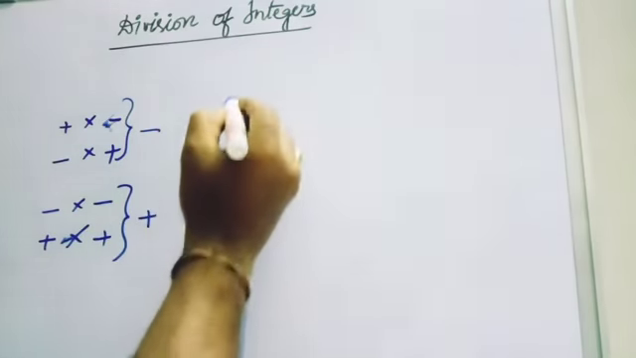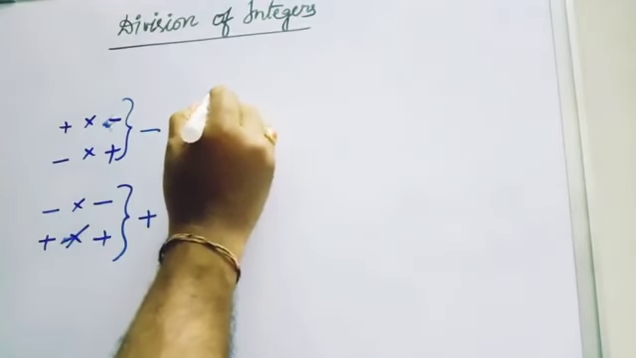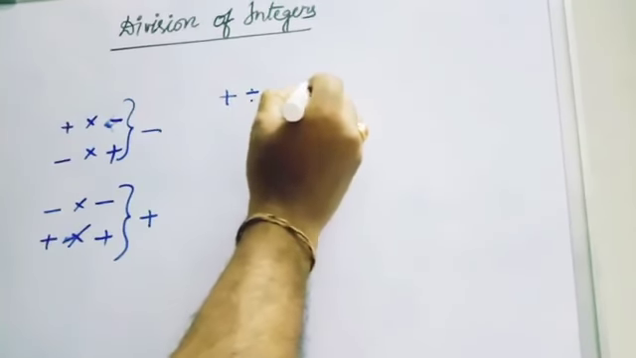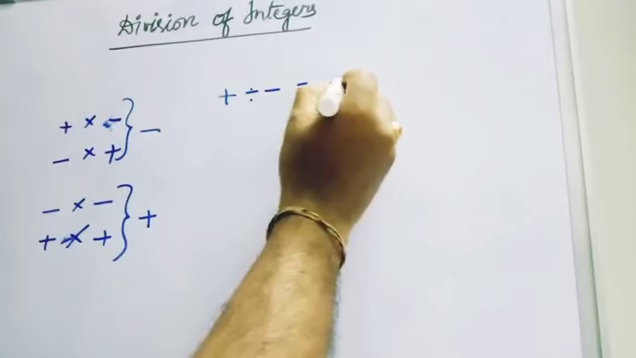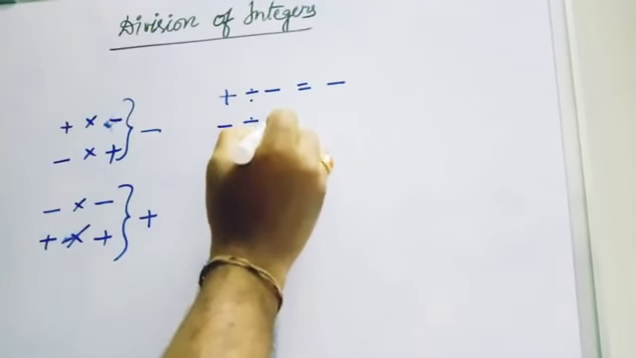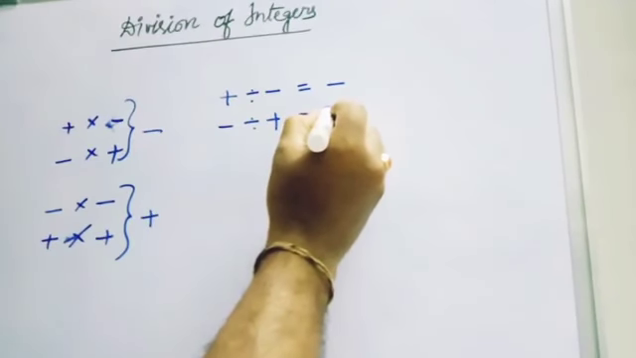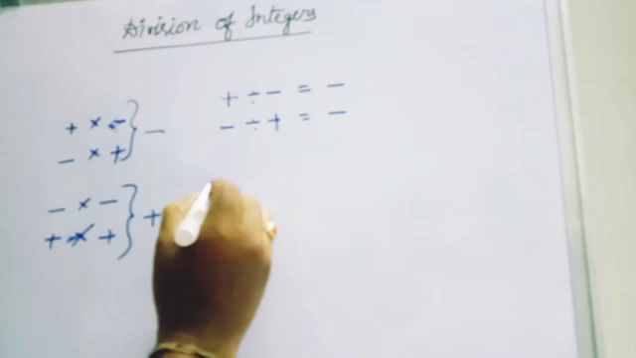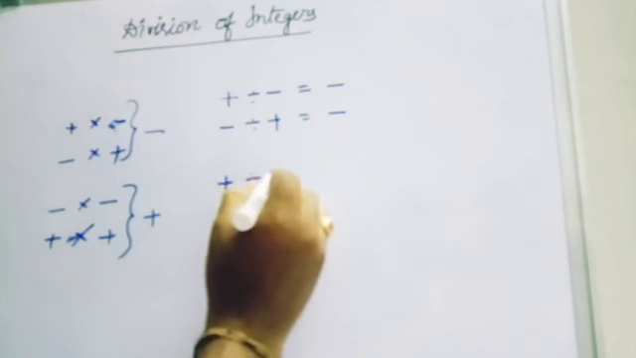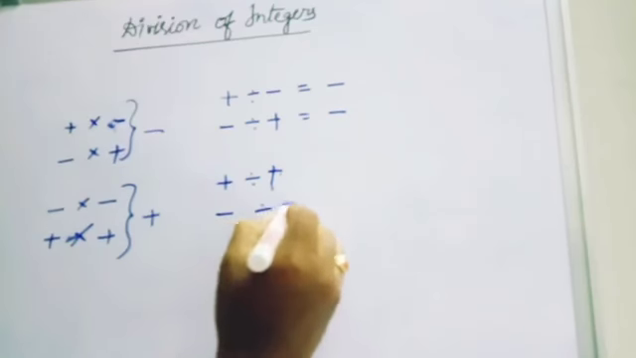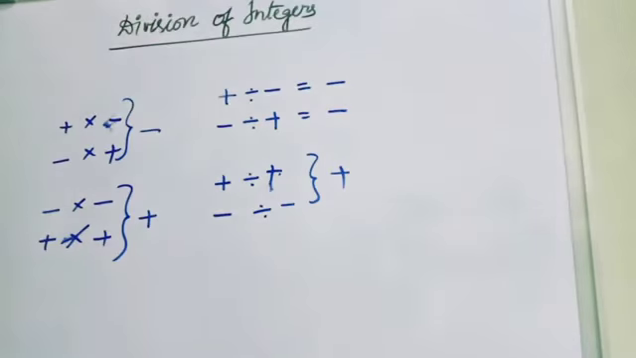When you are dividing one positive and one negative, the quotient is always negative. Or when you are dividing a negative and a positive, the quotient is always negative. But whenever you are dividing both positive or both negative, the quotient is positive.